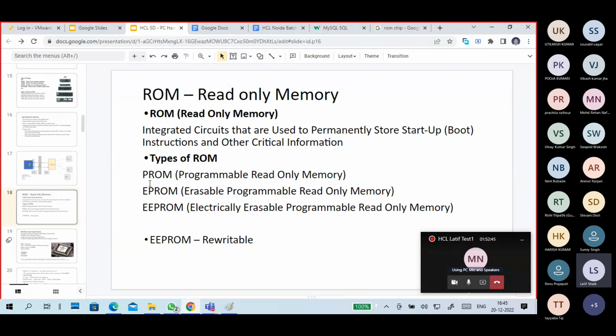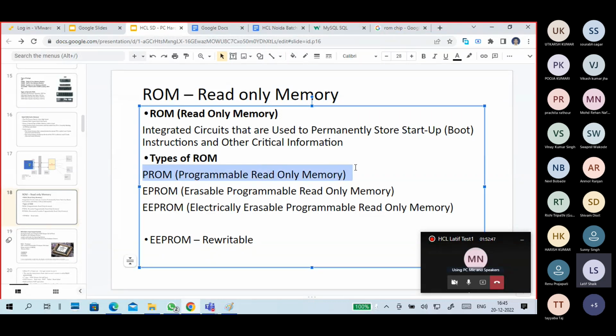Later, PROM chips came, which are programmable read-only memories. It is again an empty chip, with nothing inside. Whenever the manufacturers of these motherboards need it, they program it as per their requirement. The chip manufacturer manufactures an empty chip, and the programmer burns a program inside this chip. That is a PROM chip, programmable read-only memory. But once you program it, you cannot erase it. You cannot remove it, you cannot change it.